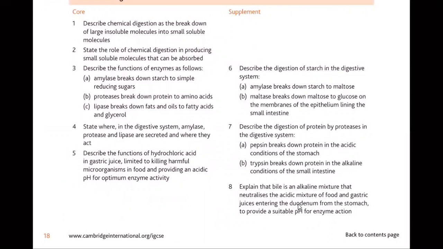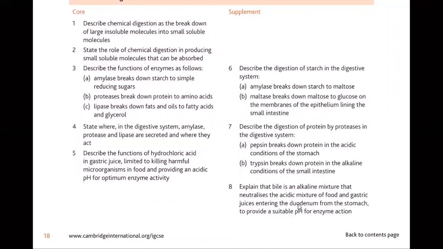Describe chemical digestion. We've done that. State the role of chemical digestion in processing food. We've done that as well. Describe the functions of enzymes as follows: amylase breaks down starch, proteases break down proteins, and lipases break down lipids. We've done that. State where in the digestive system amylase, proteases and lipases are secreted and where they're active. We've done that.